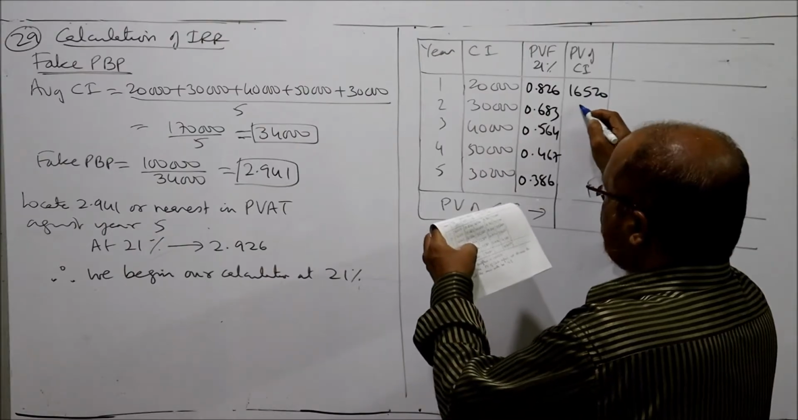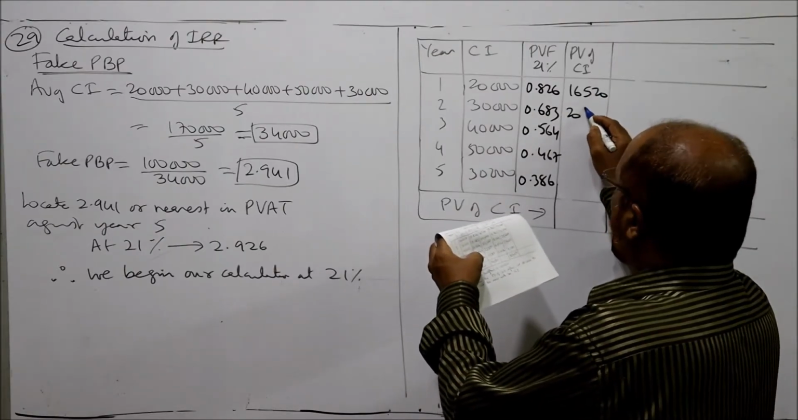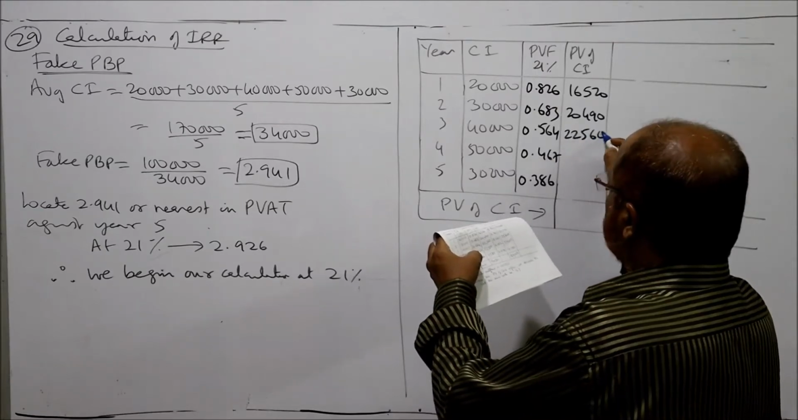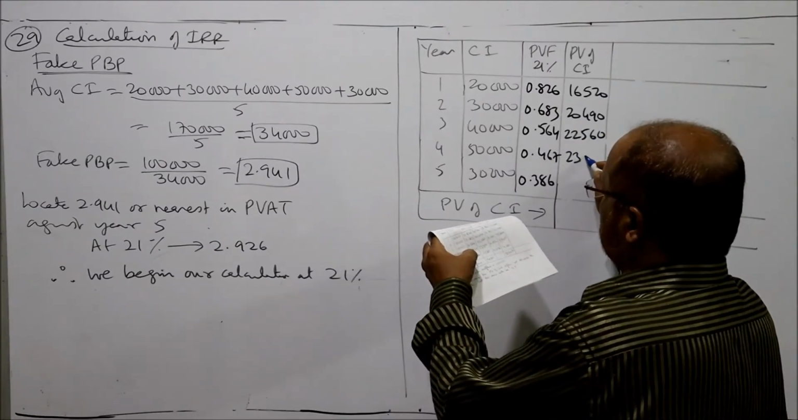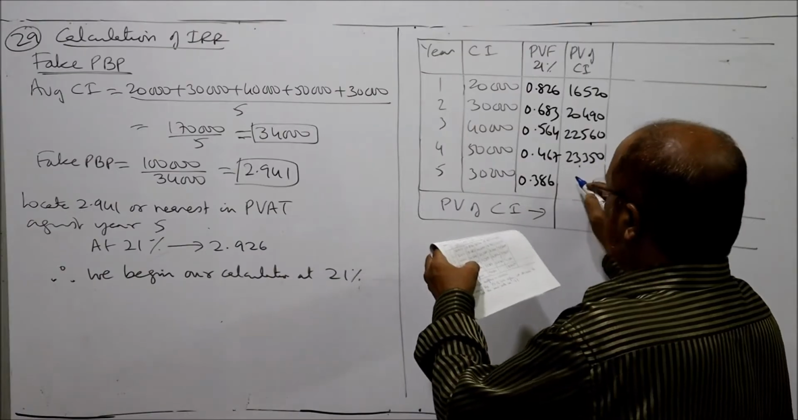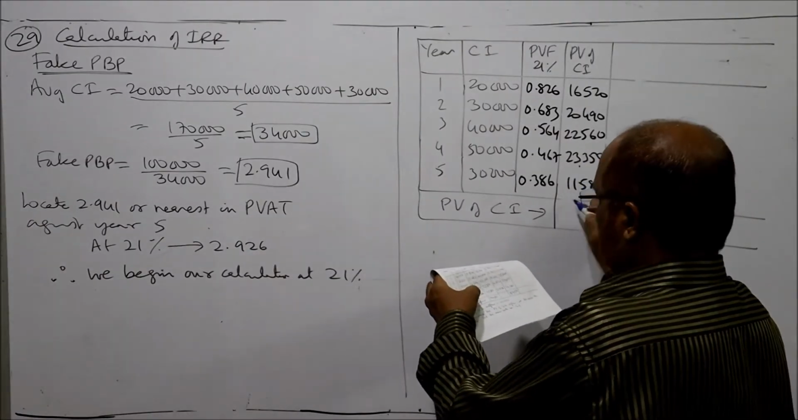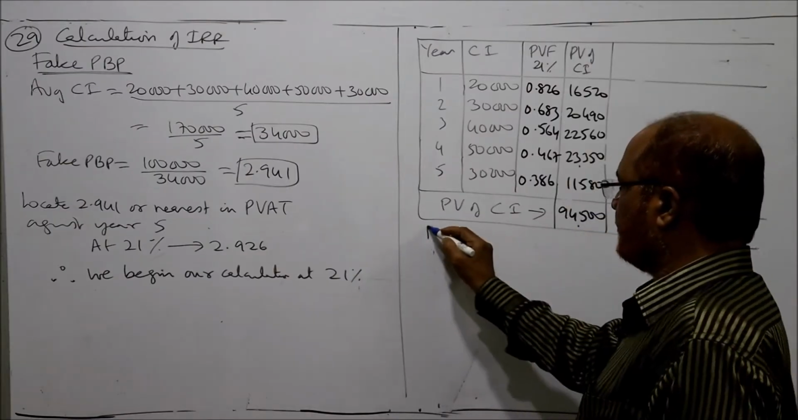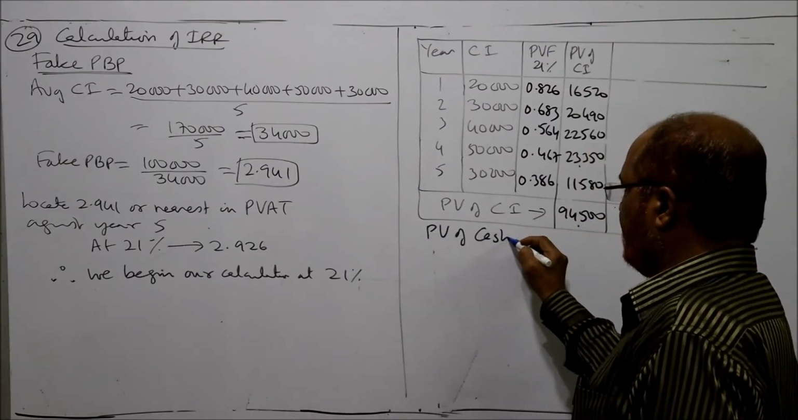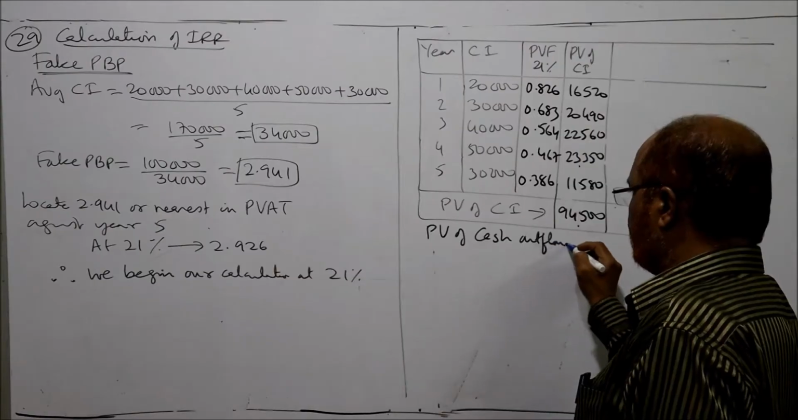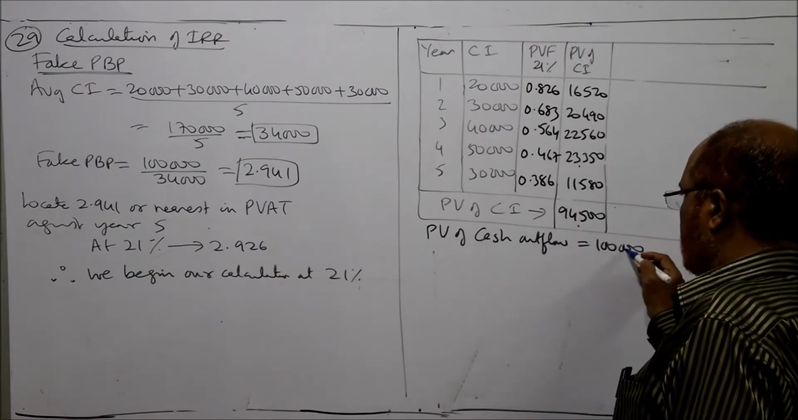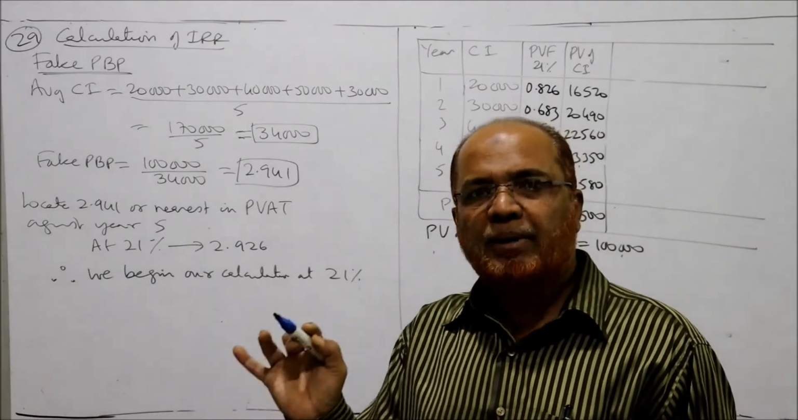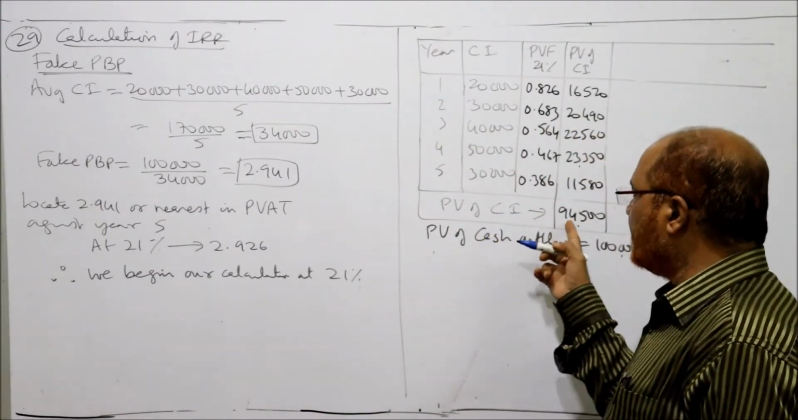16,520, 20,490, 22,560, 23,350, 11,580. The total is 94,500. PV of cash outflow is 1 lakh. So IRR is that rate at which inflow and outflow both should be same, but here it is not same. Here we are getting less.